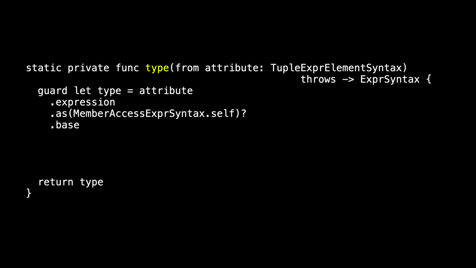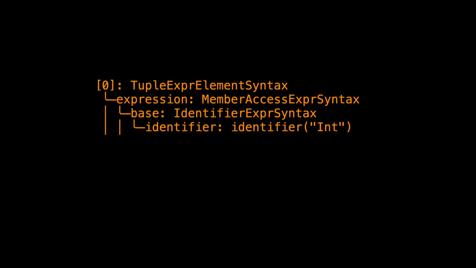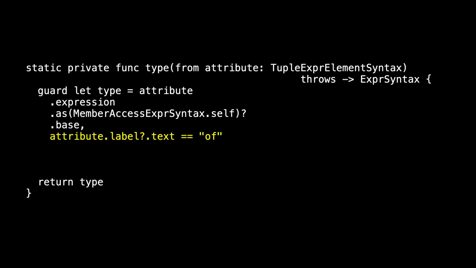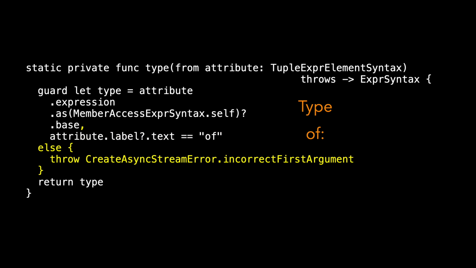Inside of type, here's what we did last time to take the attribute, get its expression, get at the member access expression syntax, and get the base. That's how we got int. And that's because this was the view of that argument we were looking at. But you might remember we simplified it to get here, and actually there was this before. We just weren't interested in the of and the colon, so we ignored them. But because they're there, we can ask the attribute for its label and ask the label's text, does it equal of? If it doesn't, we've got a problem. In this way, we're throwing an incorrect first argument error if the label is wrong, if it's not of, or if the expression is not a type.